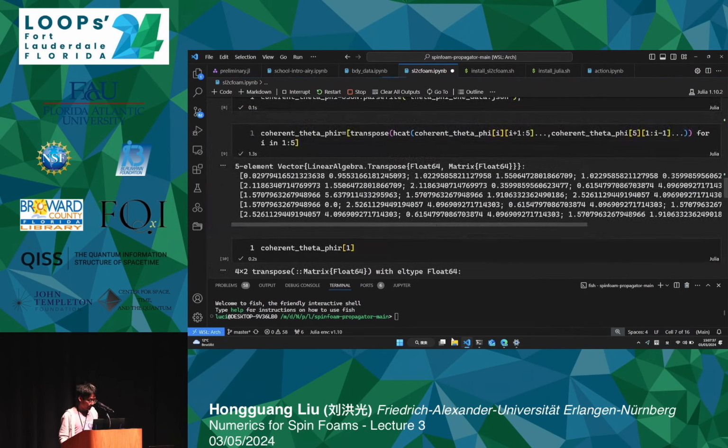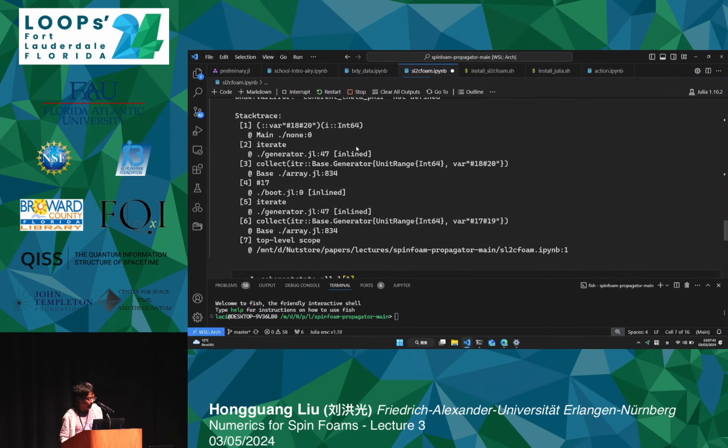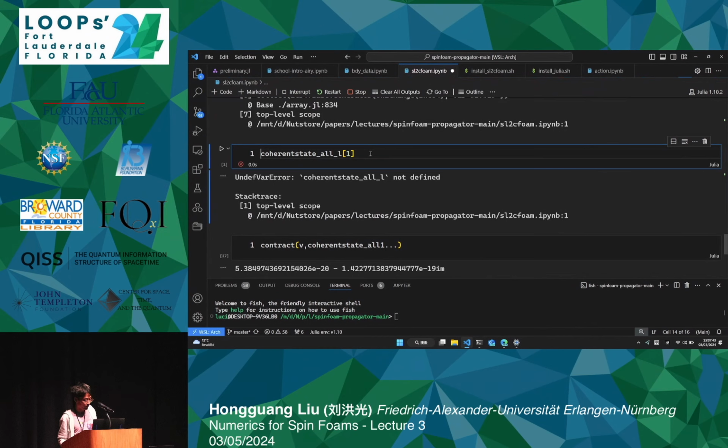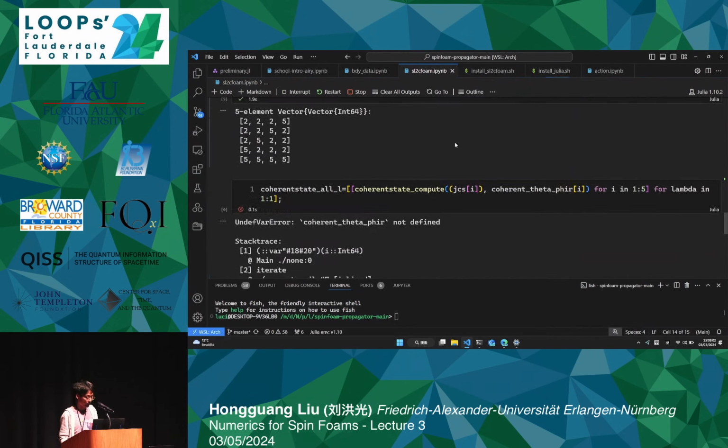Okay, but let's continue. So this basically gives you the expansion of the coherent state on the internal space. And then what you finally need to do is to contract the coherent state with the vertex amplitude you calculated. And it's done in this thing. And finally, it gives you an amplitude for the coherent state. This is the thing. And you can calculate other things you want. It's just simple.